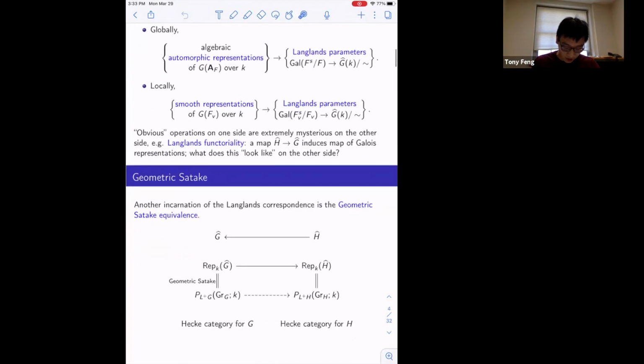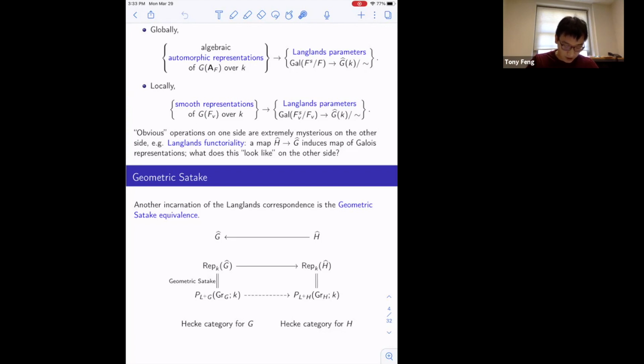So anytime you have a homomorphism of dual groups from H hat to G hat, you have an obvious restriction functor on representations. And geometric Satake tells you that these categories are equivalent to categories of perverse sheaves on respective affine Grassmannians. And kind of an analog of Langlands functoriality in this context is to describe, for this functor, what does it look like geometrically on perverse sheaves on Grassmannians.